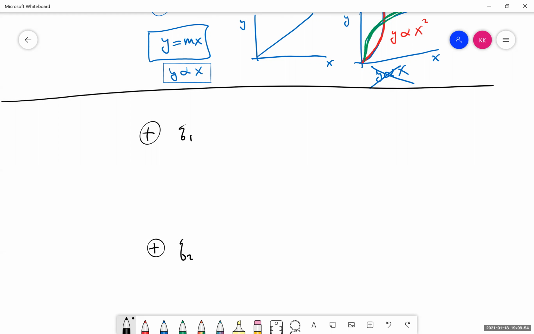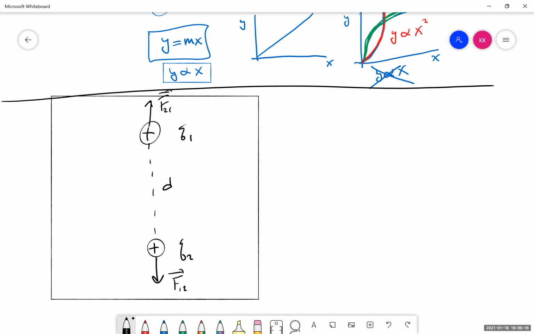So for example, if both Q1 and Q2 are the same, there's going to be a force. This is two on one, and this is one on two, and this is a repulsive force. And you're going to be able to see how charges and distance affect the value of force, using this equation: F equals K Q1 Q2 divided by distance squared.